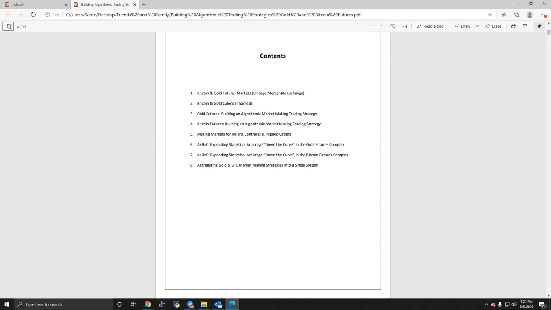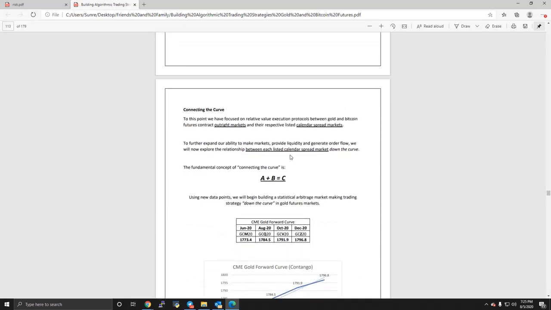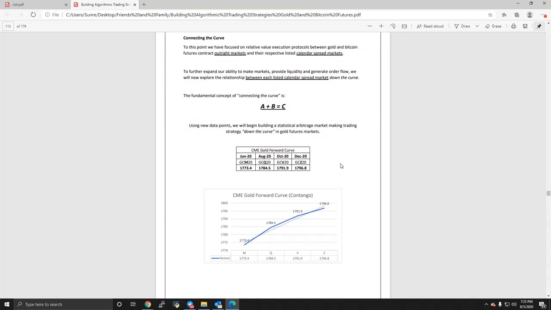If we want to start looking at the standard 6, we can hop to page 112, I believe it is. And yes, this is the beginning of chapter 6. So to start, we will revisit a topic that we have covered extensively so far, which is the forward curve. And the forward curve we see here is plotting, in this example, the June, the M contract, August, October, and December, and all the prices for those individual futures contracts at the time of this chart.